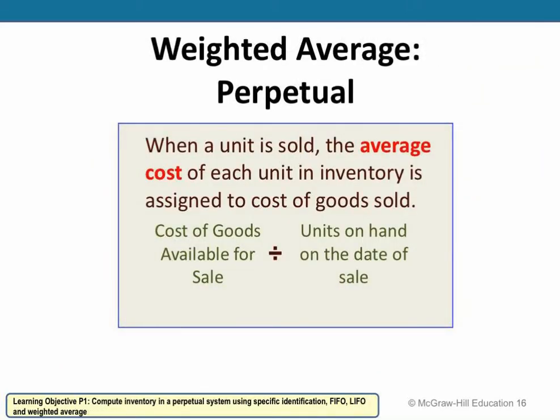Now, weighted average is going to give us a balance of the two. So prior to every sale, we're going to take the average cost of every unit in the warehouse and treat every item as if it had that cost assigned to it. So the cost of goods sold per unit will be the same as the ending inventory per unit for that single sale.